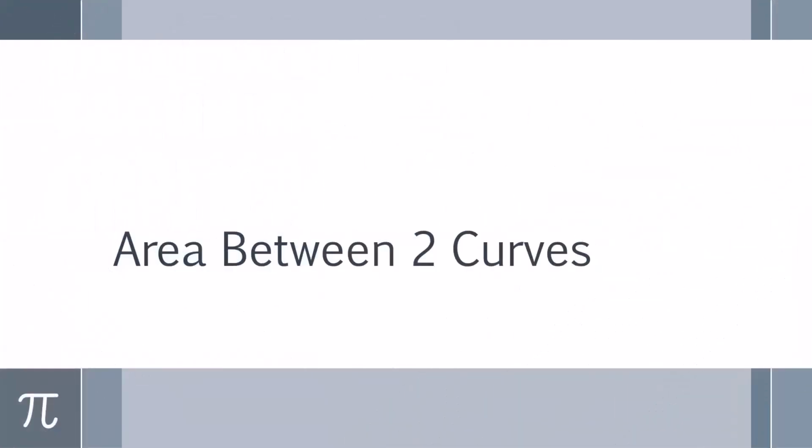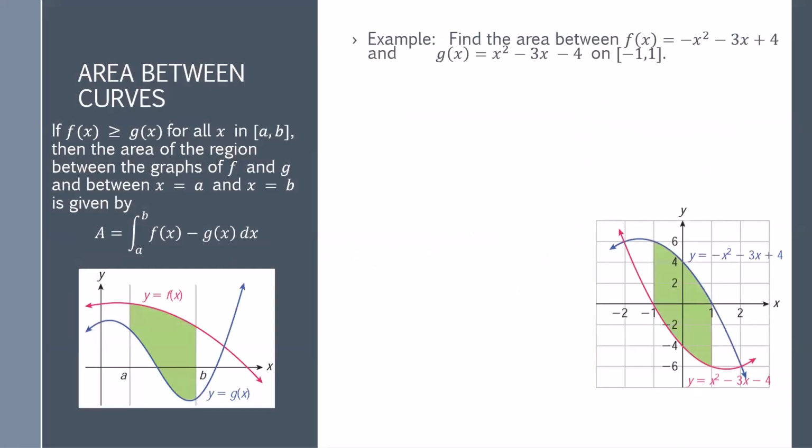Area between two curves. If f is a function that's larger than g for all x on some interval [a, b], then the area of the region between the two graphs of f and g between x equals a and x equals b is given by A equals the integral from a to b of f of x minus g of x dx.